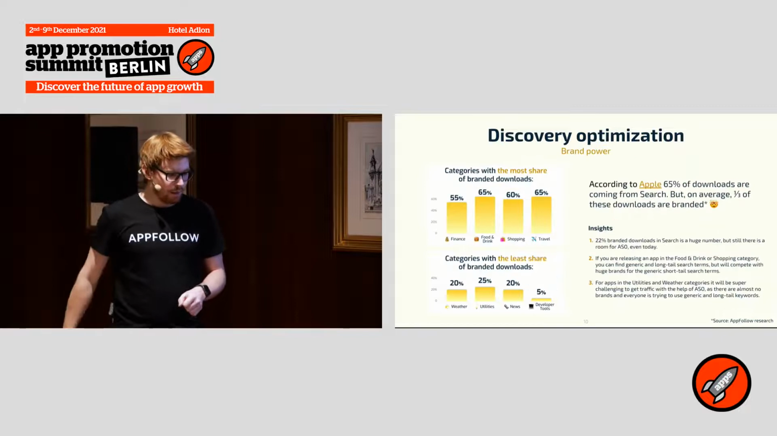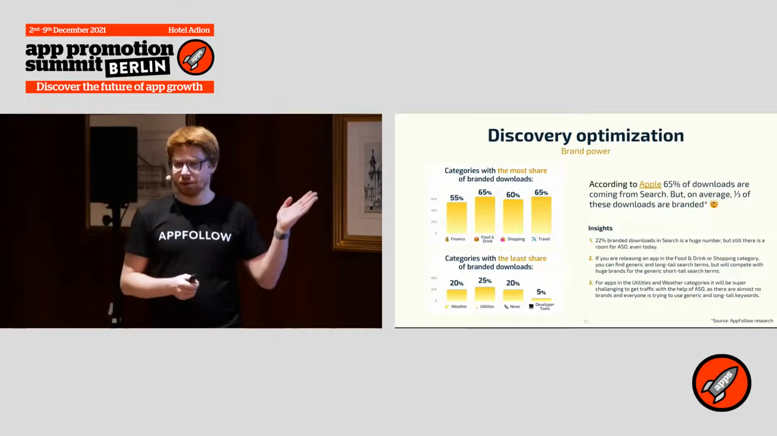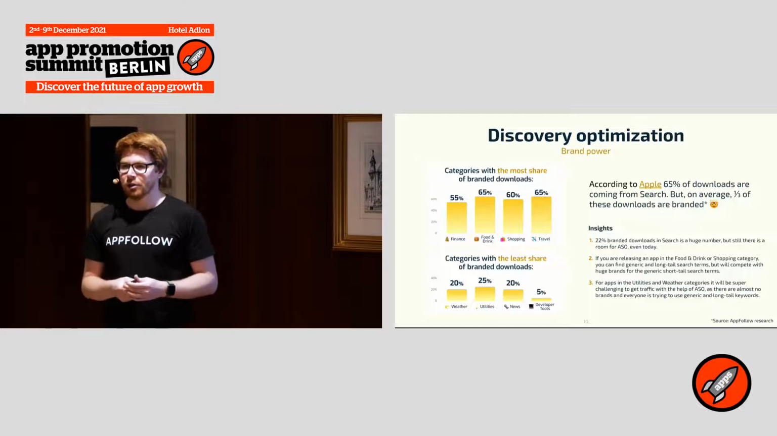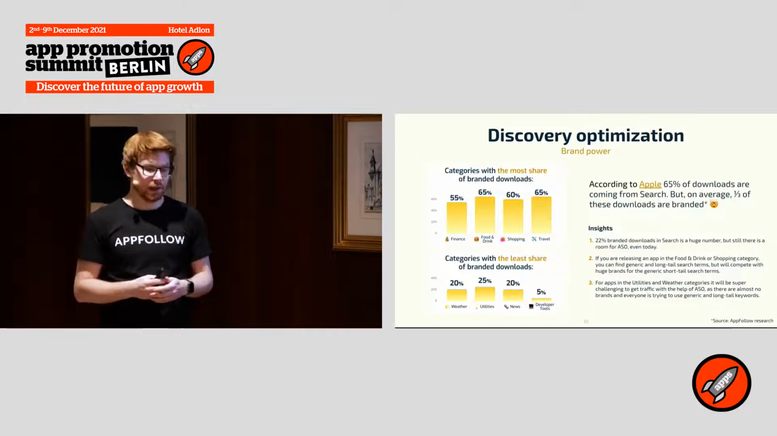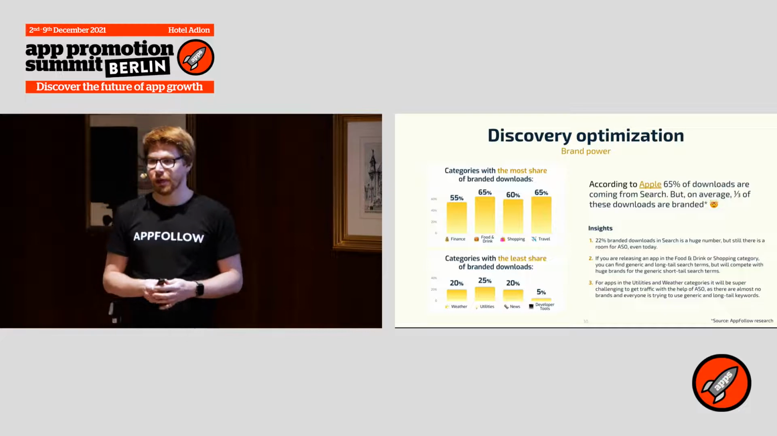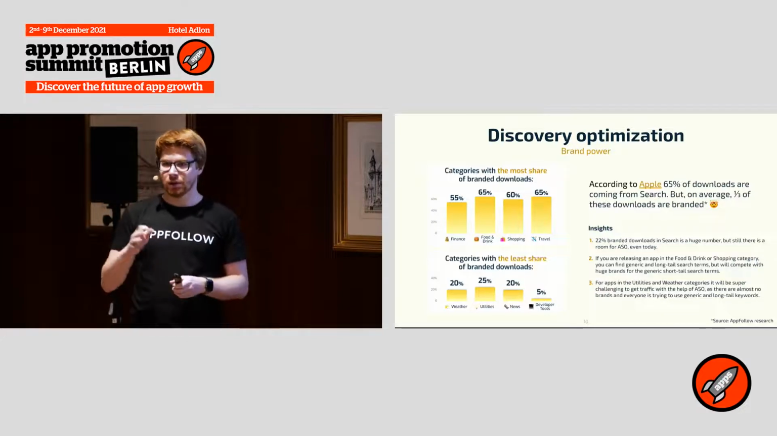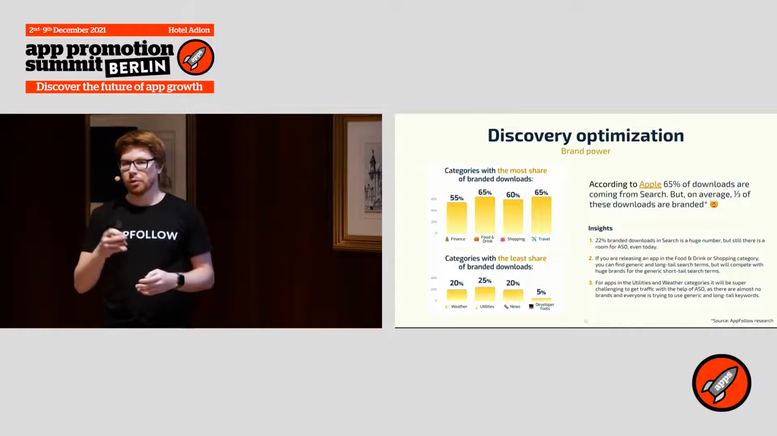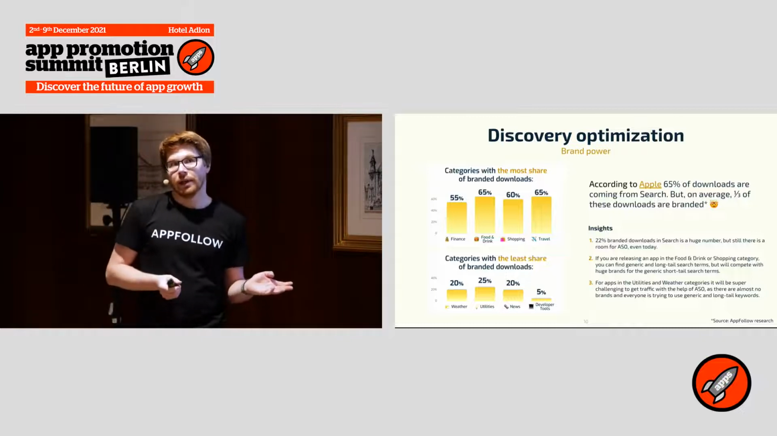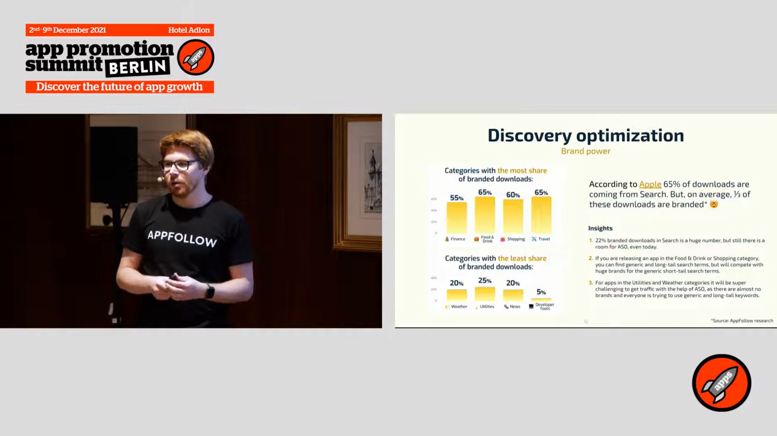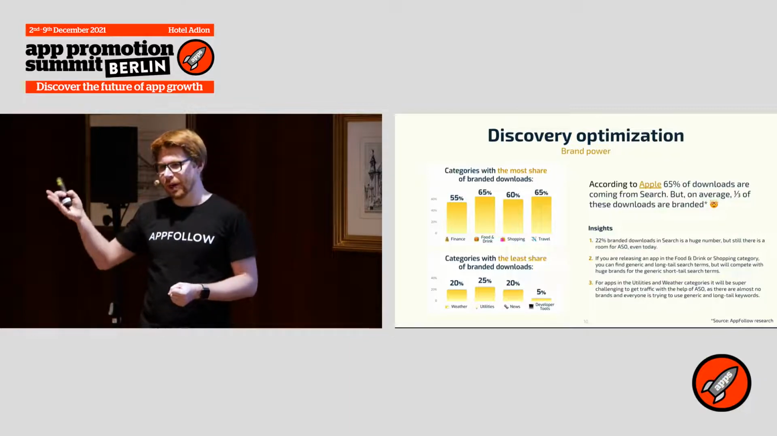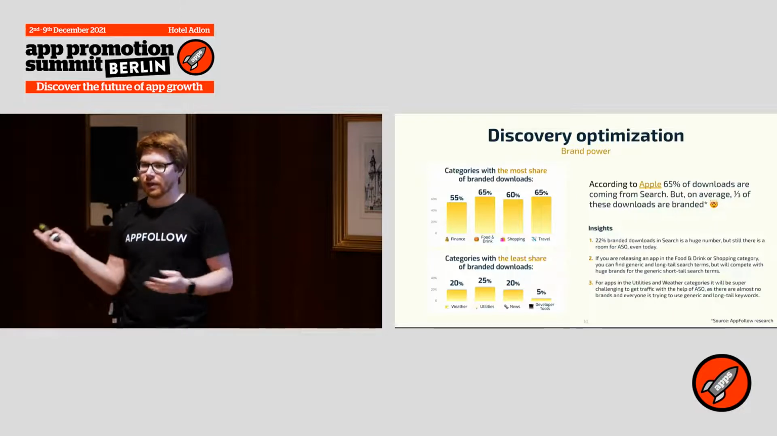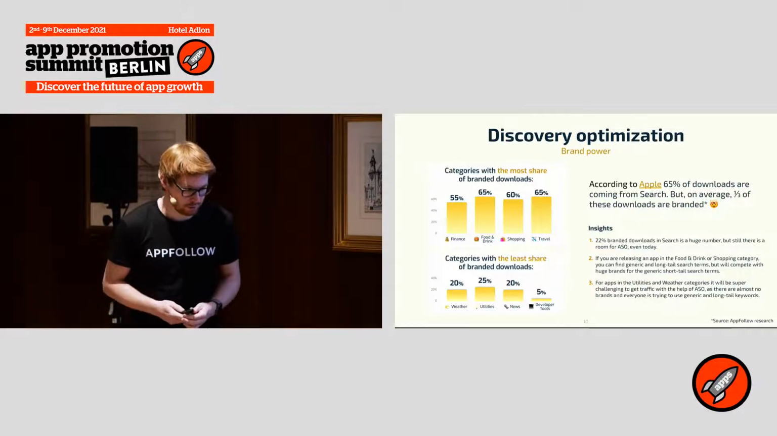So, about the brand power. We all know this number, 65% of downloads coming from search, but what Apple is hiding is that one third of these downloads are branded. People are actually looking for brand keywords. For example, if you want to find a shopping app, you won't search for shopping apps in the App Store. You will search for Amazon, AliExpress, anything else. You will search for branded search terms.